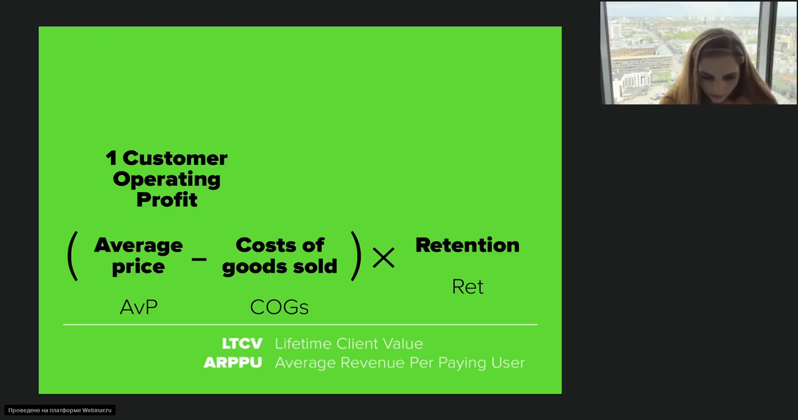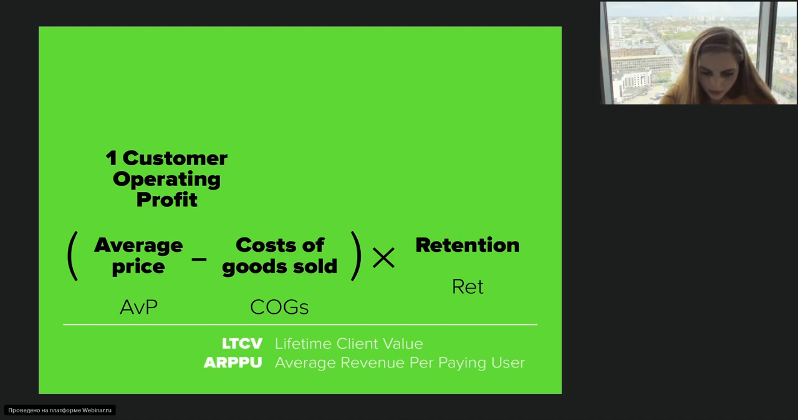What does the operating profit on one client mean? The example you see is from the e-commerce market, because it is the simplest example to explain the unit economics approach, and we'll start with it. We have an average price. We sell something to the customer and subtract the cost of goods sold, here in the brackets. So in the brackets we have the margin. That is how much we earn on one particular customer.